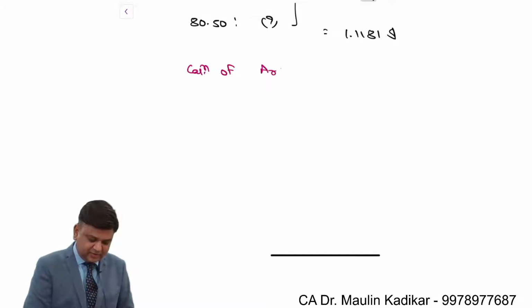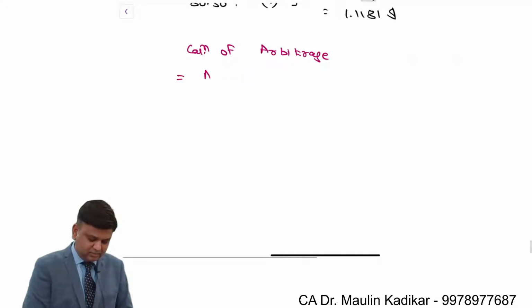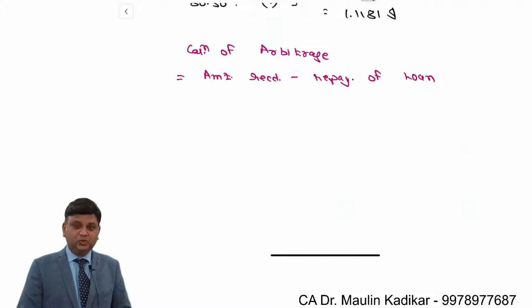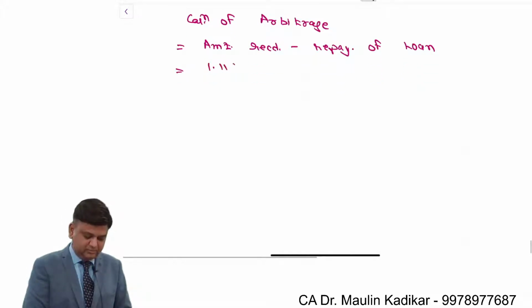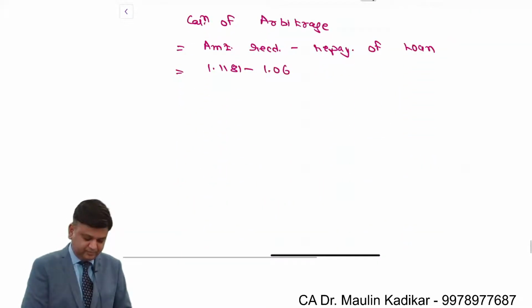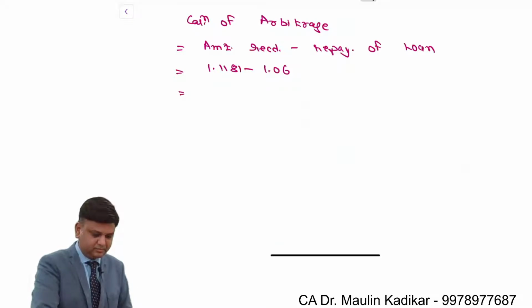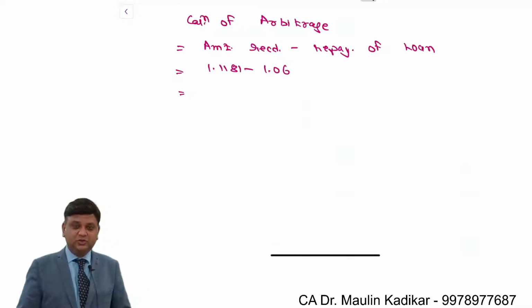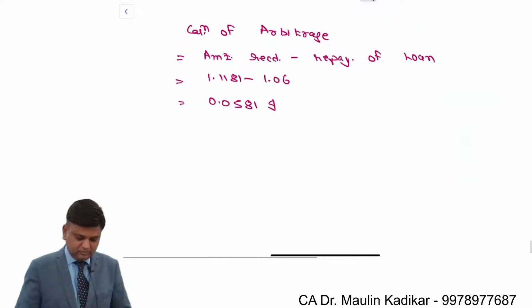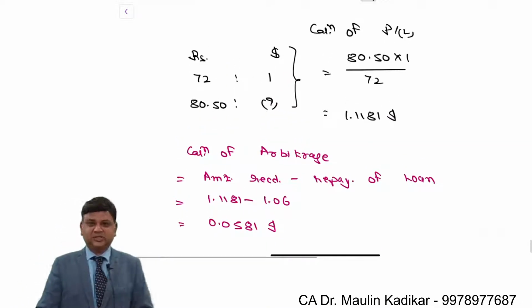So calculation of arbitrage. In that, amount received less repayment of loan. So 1.1181 minus 1.06. So 0.0581. So this is the amount of the arbitrage that you will have.